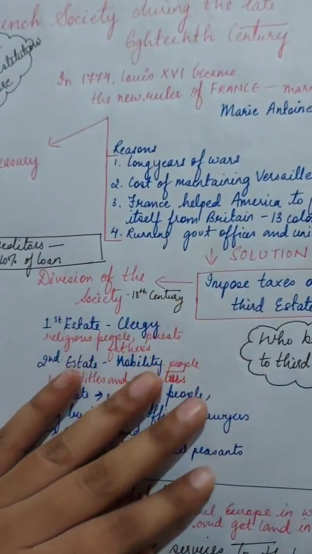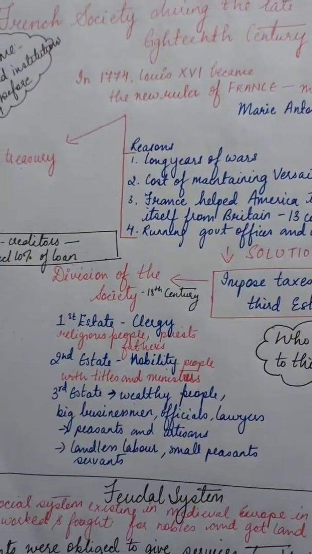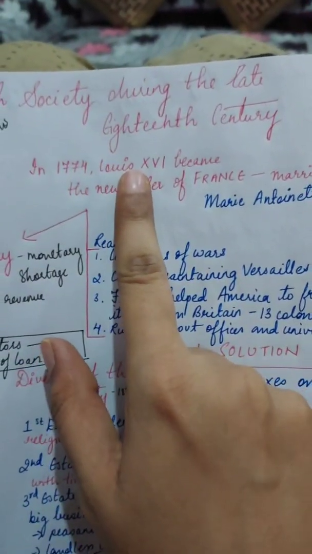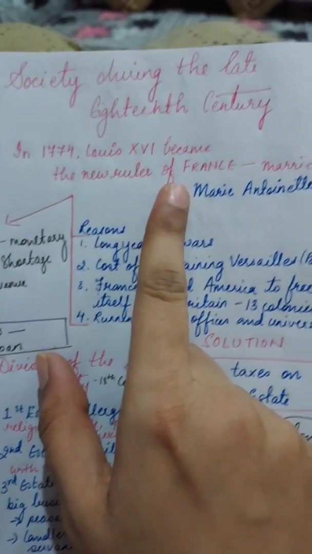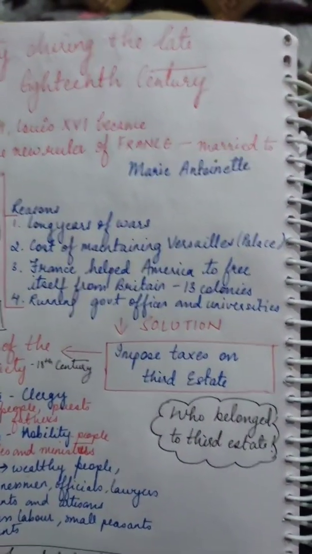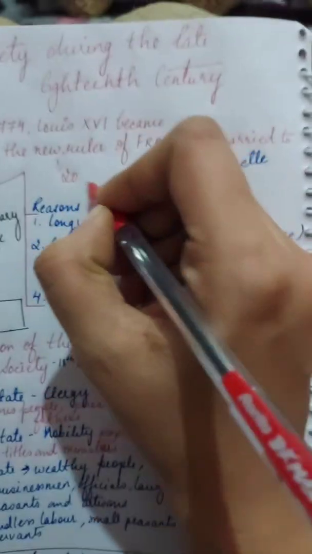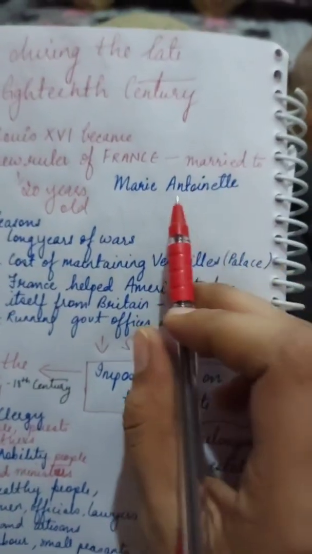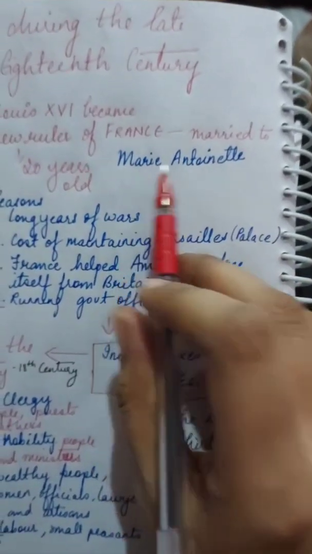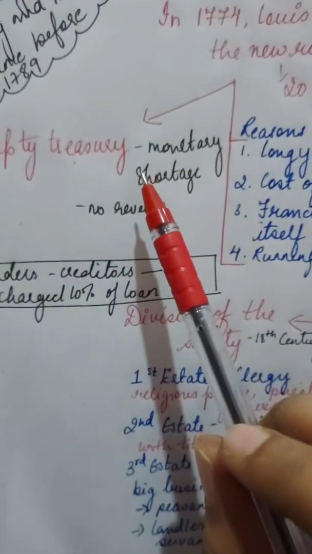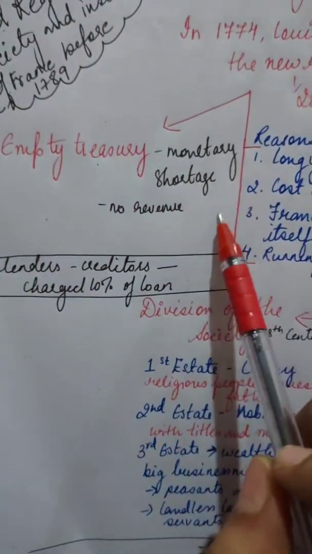So let's begin the new section which talks about the new ruler of France, King Louis XVI. When King Louis XVI became the ruler of France, he was just 20 years old. You can imagine how young he was. He was married to the Austrian woman whose name was Marie Antoinette.